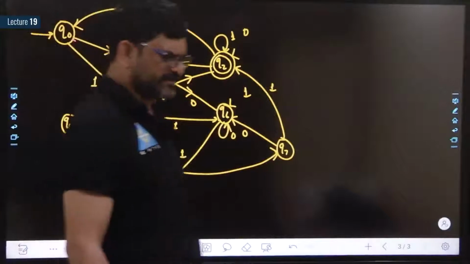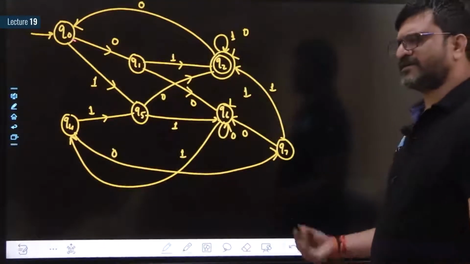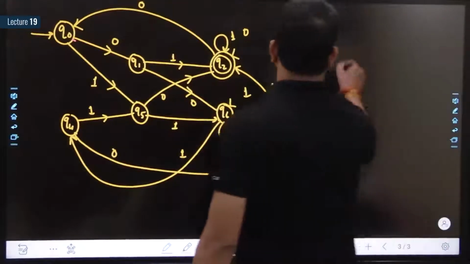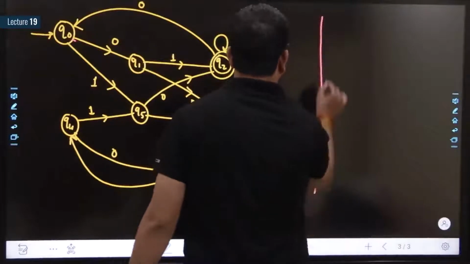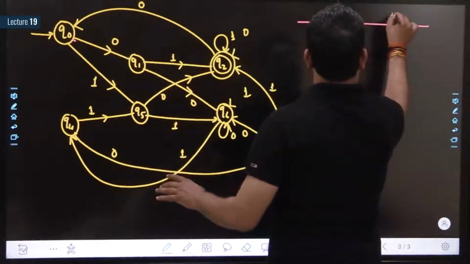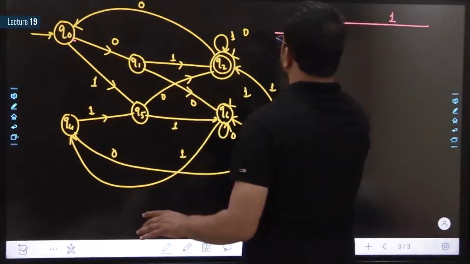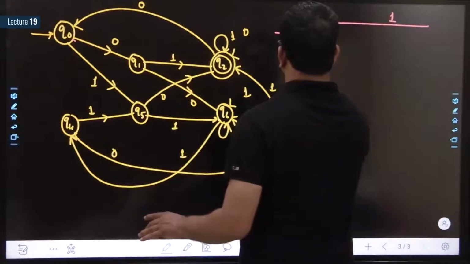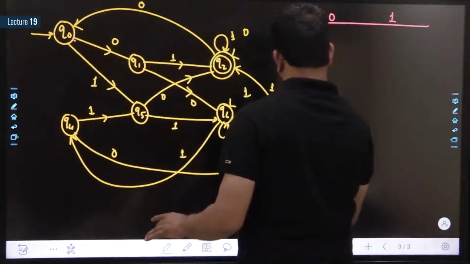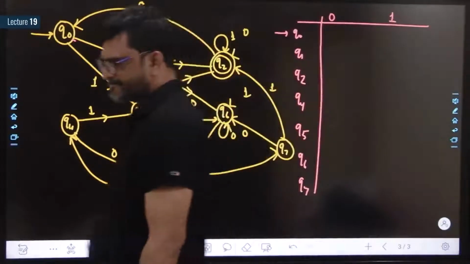Now, first we can use the equivalence method or the transition table method. Use the transition table method. Check 0, 1. Q0, Q1, Q2, Q4, Q5, Q6, Q7. Clear?